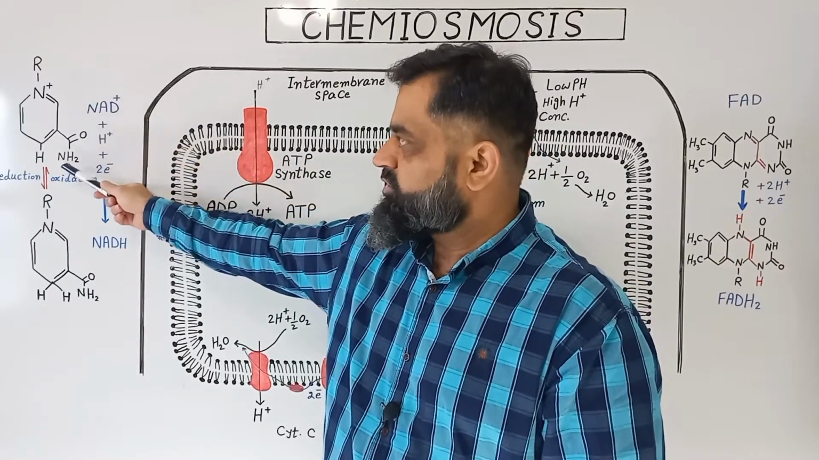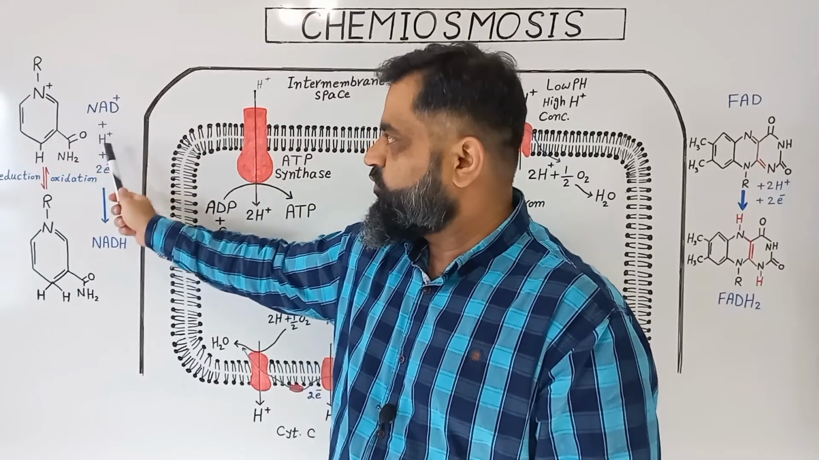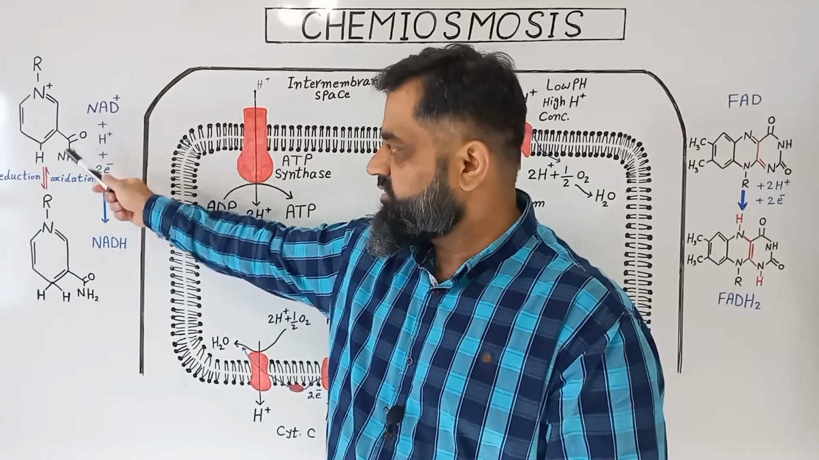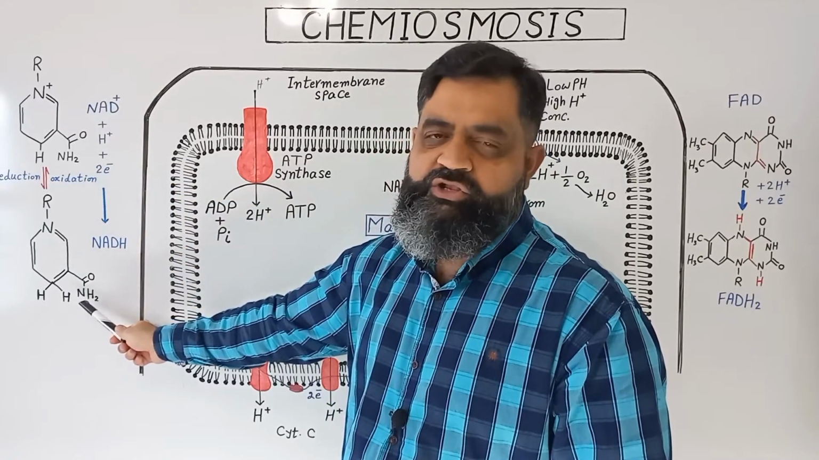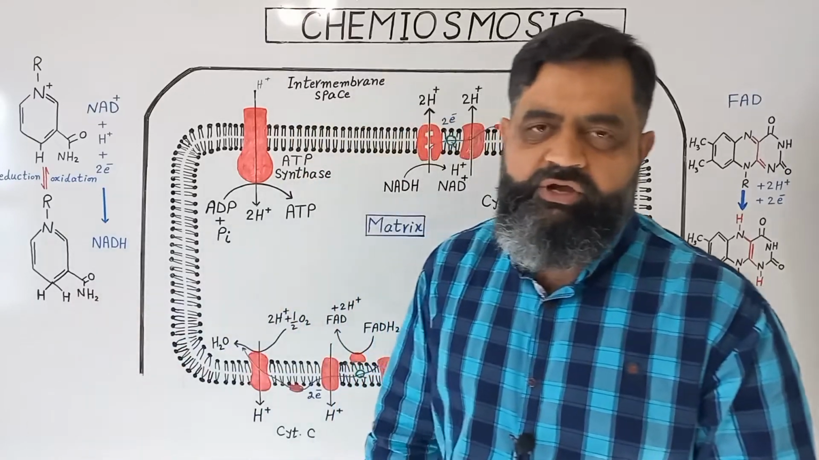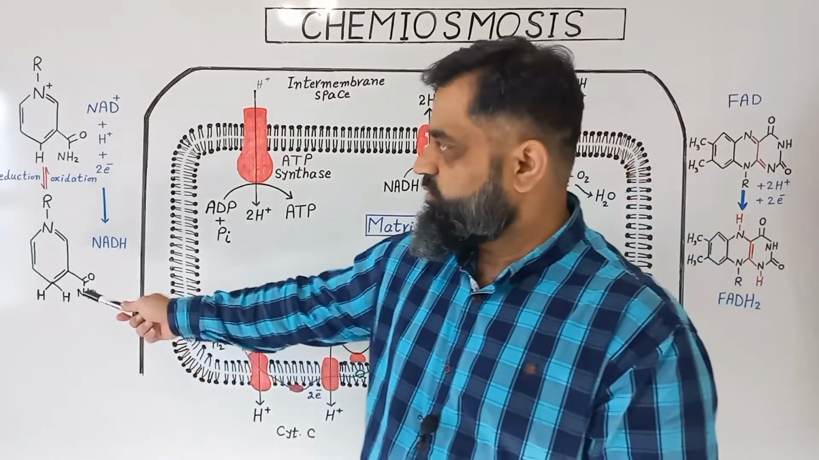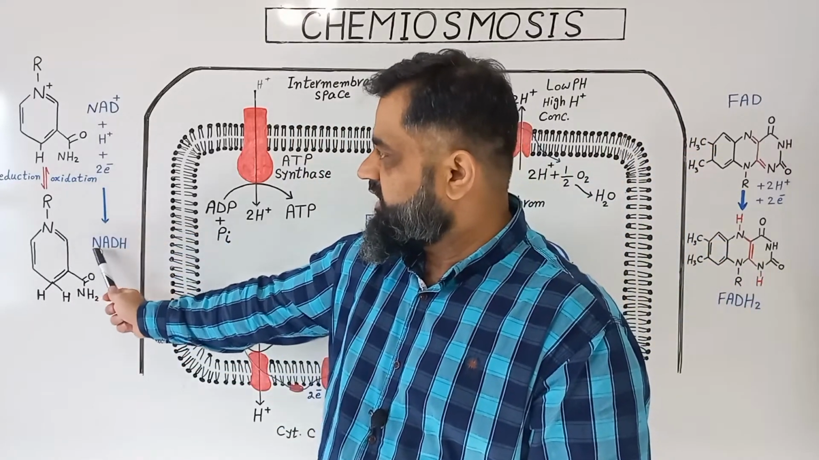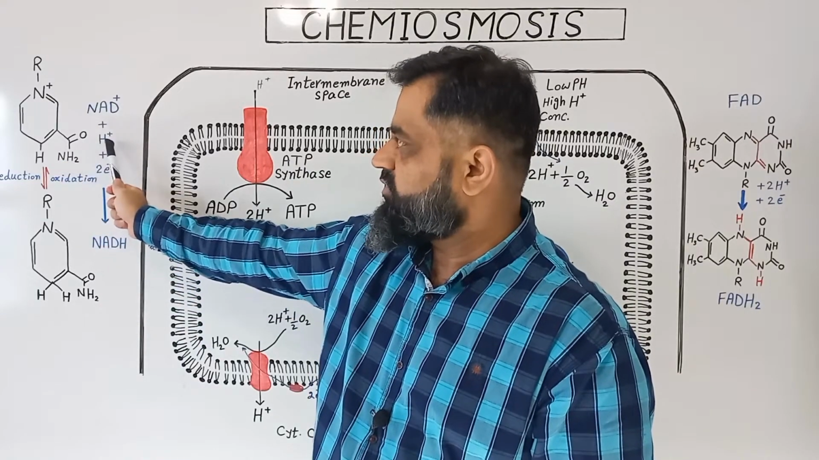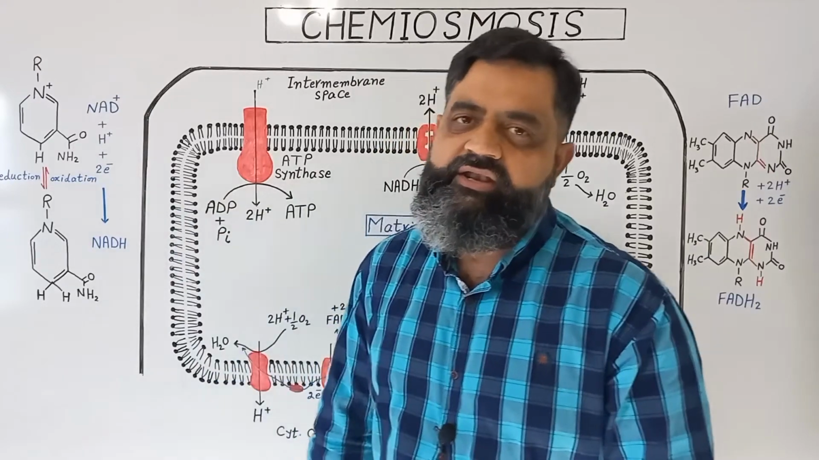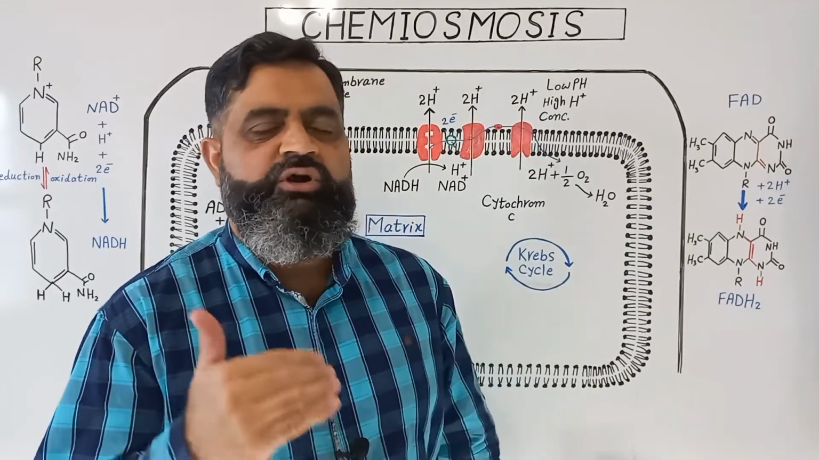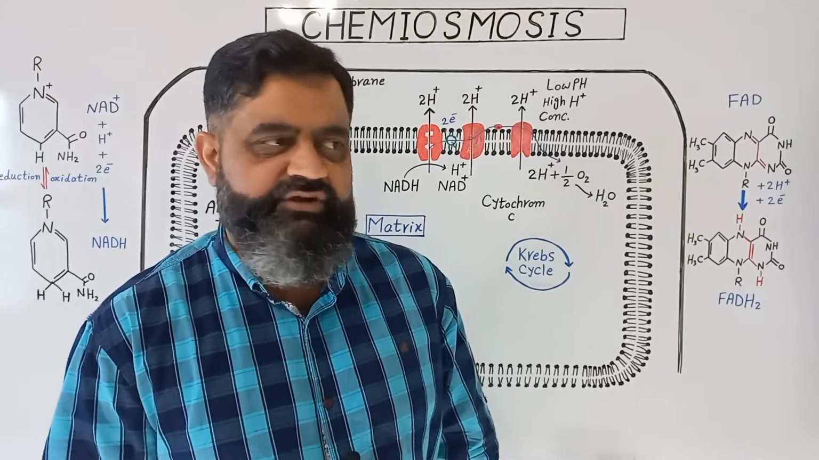It contains only one hydrogen atom, and when it accepts one H positive ion plus 2 electrons, it is reduced into an NADH molecule. Now at this stage it contains 2 hydrogen atoms. But this reaction is reversible, and when the NADH molecule is oxidized, it produces 2 electrons, 1 H and an NAD molecule. In a similar way, the FAD molecule can also undergo oxidation and reduction reactions.